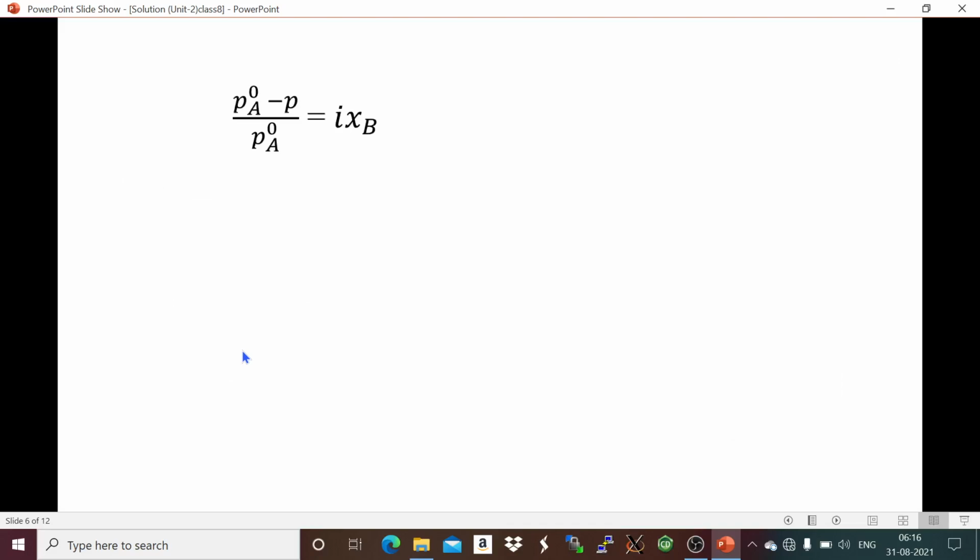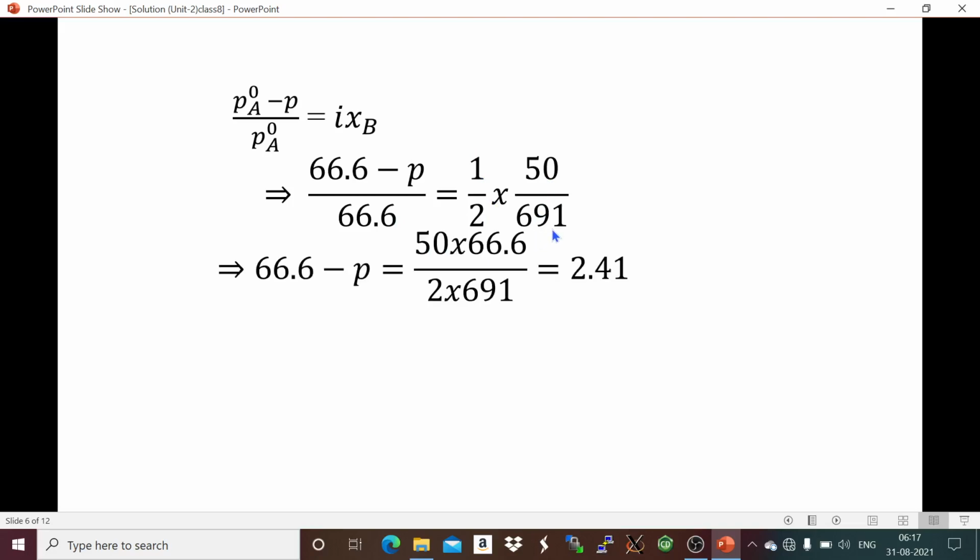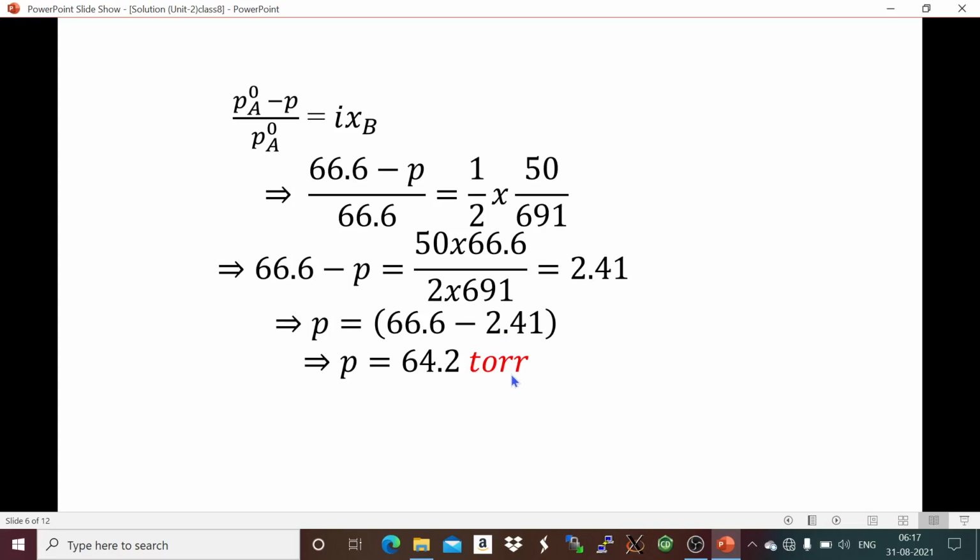Okay, so just put the values. 66.6 times half times 50 by 691. So calculate it out, and you will get 2.41. So the value of P is 66.6 minus 2.41. It will be 64.2 torr. So when complete association or complete dimerization takes place, the pressure of the solution is 64.2 torr.